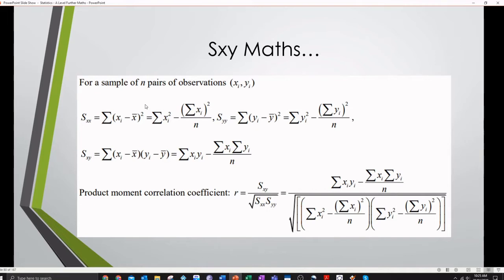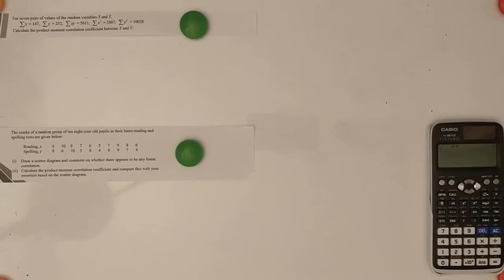Most of the time, we're going to use the second versions of these equations. So this part, and this part. These are just summary stats. You may be given the summary stats, or you may have to work them out from your calculator. And we're going to do some quick calculations now. So we're going to start with just some straightforward examples.